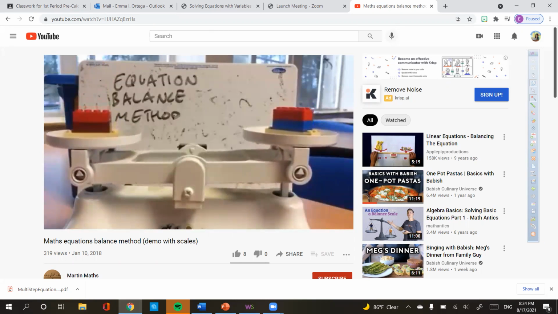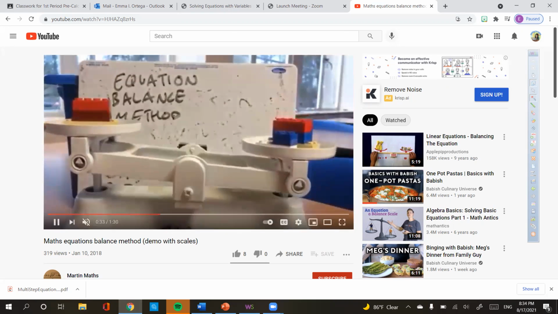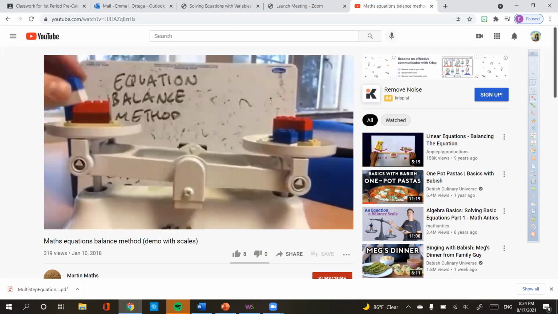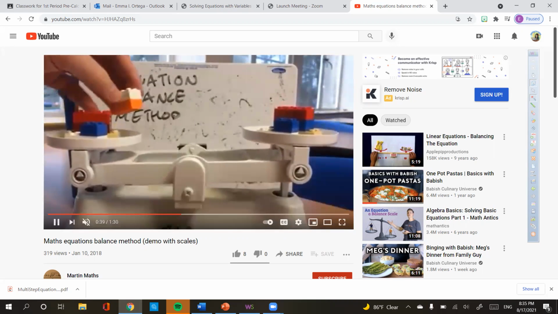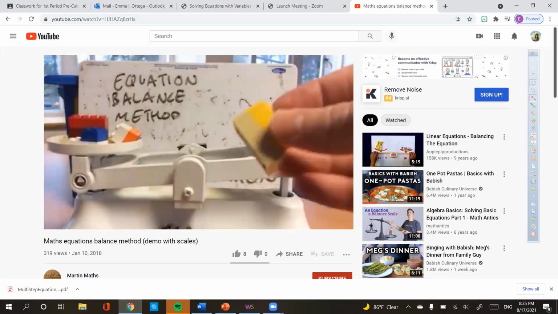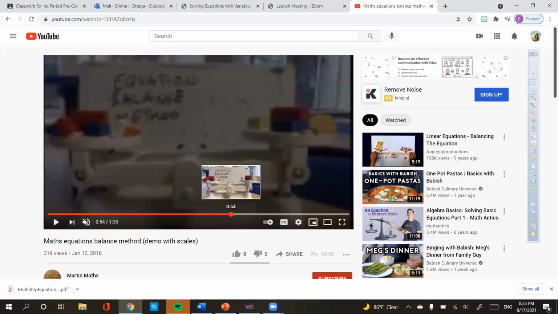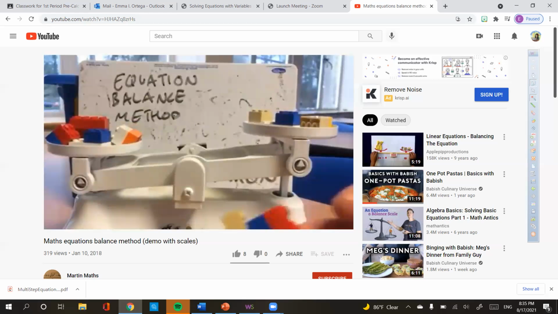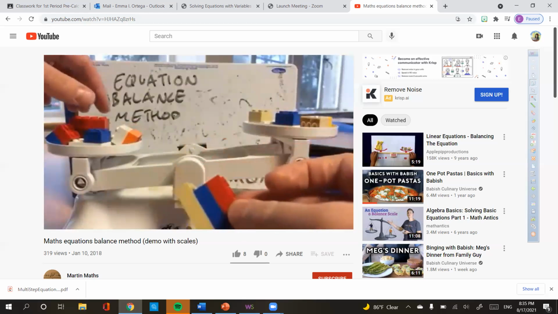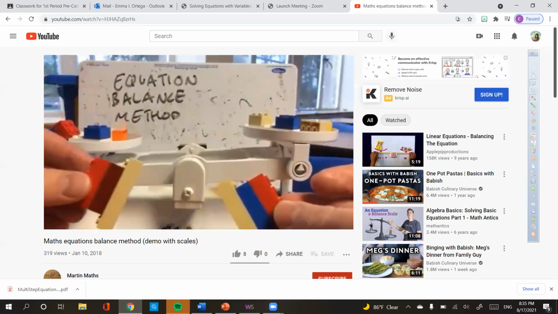So whatever you do to one side, you have to do to the other side. If you add 2, then on the other side you have to add 2 so that it can stay balanced, so it can stay equal. If you keep adding, you have to make sure you do it to the other side as well. Later in the video, it shows what happens if we take away. If you subtract from one side, then you have to subtract the same on the other side as well.